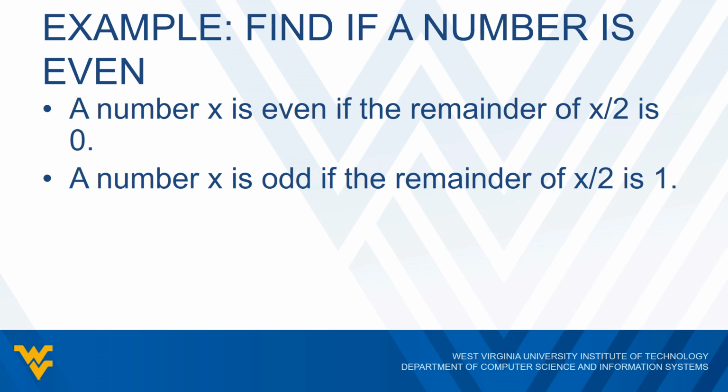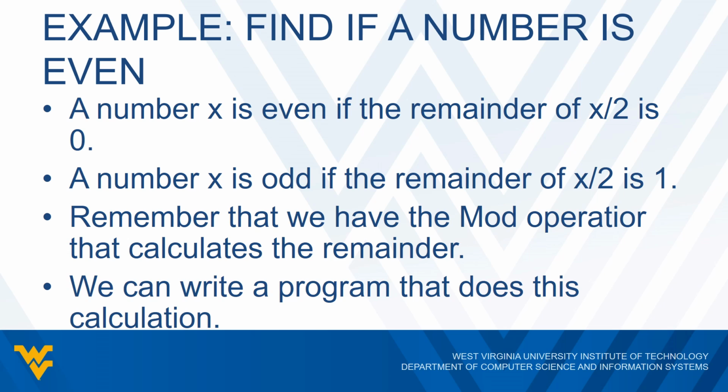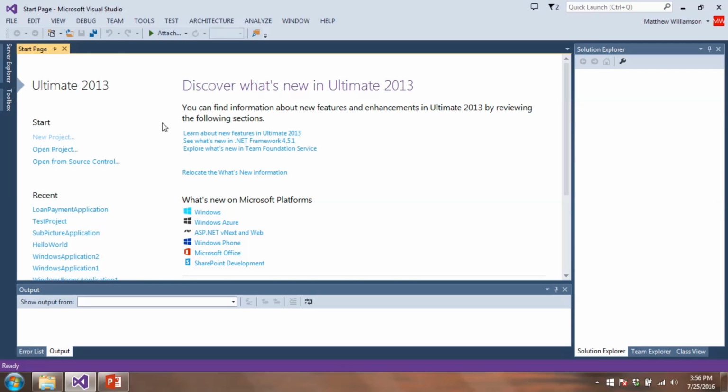So how do we get the remainder again? Well, remember that we do have the mod operator, and that does calculate the remainder for us. Just like the percent sign does for Java, we have the mod operator for Visual Basic. So what this means is we can write an application that actually says, given some number, is this odd or even? We'll now do an example that uses at least some of the comparison stuff that we've been talking about.